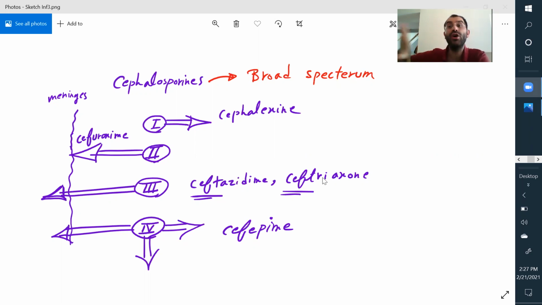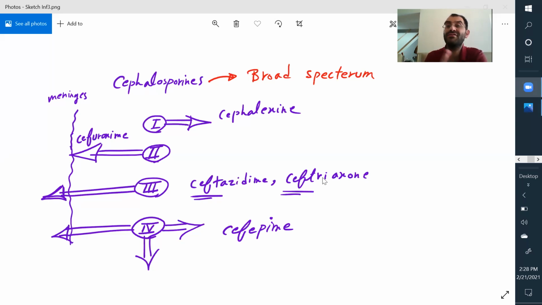With vanco, I am covering gram positives, mainly MRSA. With ceftazidime, ceftriaxone, I am covering gram negatives. In extremities of age and immunodeficient patients, HIV positive patients, I will add ampicillin to my cocktail to cover listeria as well. What is listeria? Listeria is a gram positive bacilli, diphtheroid in my CSF, gram positive rod in my CSF.